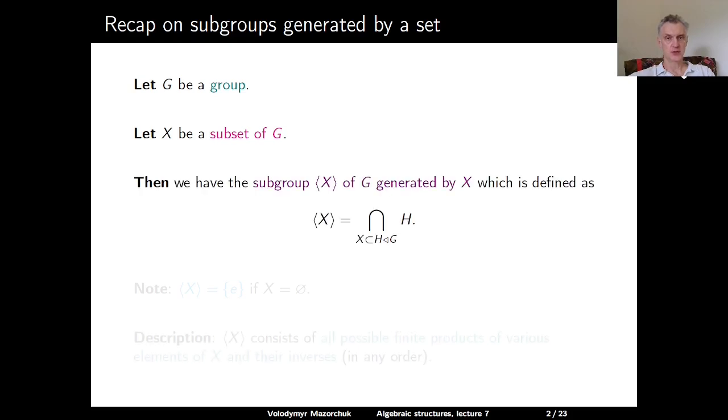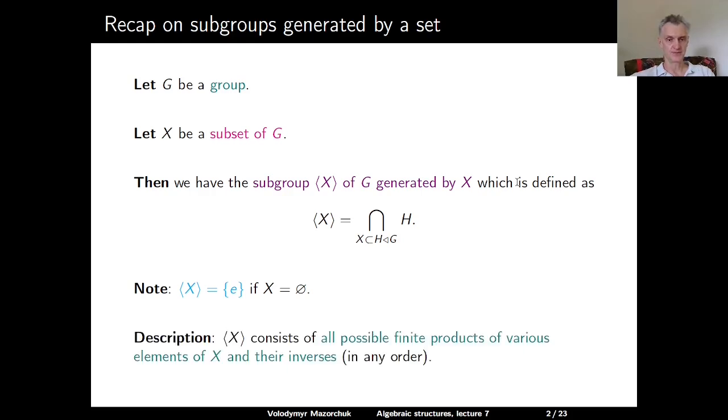Then we have the subgroup generated by the set X, which is usually denoted in this way, X in these triangle brackets. And this subgroup of G is defined as the intersection inside of G of all subgroups H of G which contain X. Note that if X is the empty set, then the subgroup which it generates is just the trivial subgroup consisting just of the identity.